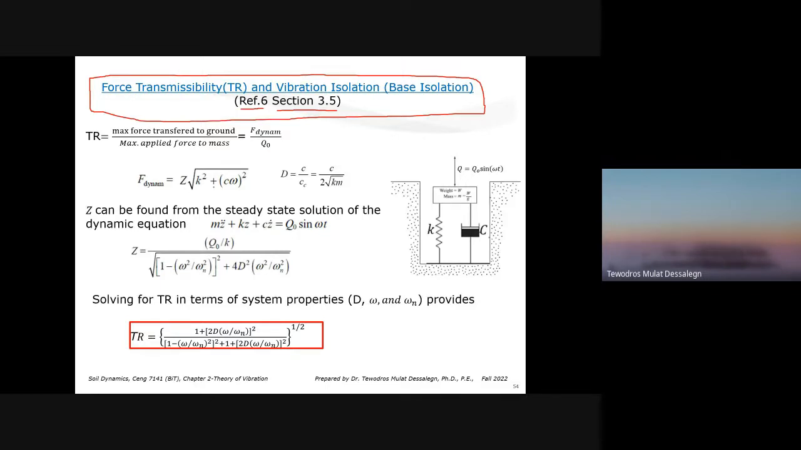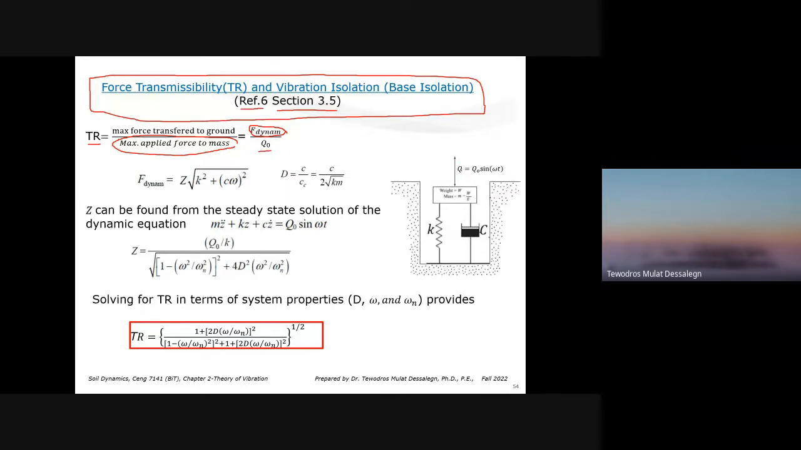Force transmissibility is usually represented by TR. TR is the maximum force transferred to the ground. That's the F dynamic we just computed. We have seen an example on it. It is the maximum dynamic force transmitted to the ground divided by the maximum applied force to the mass. The maximum applied force to the mass is Q naught.